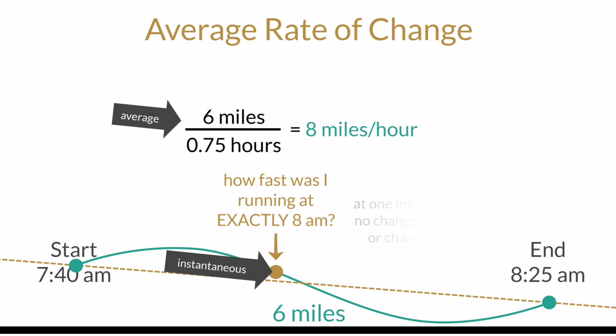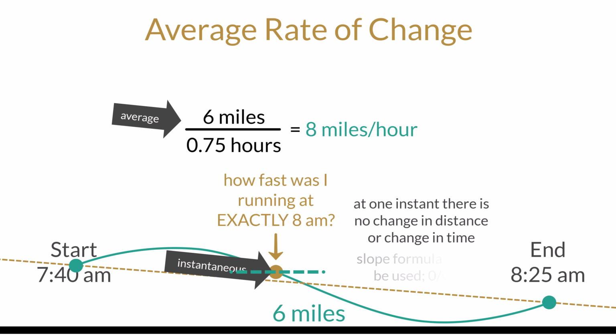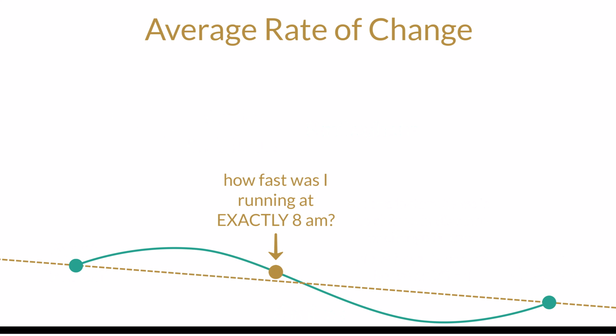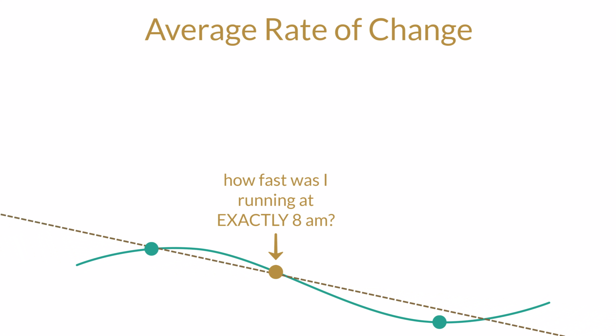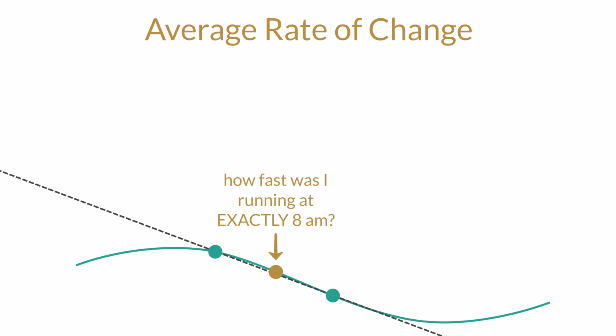At one instant, you aren't traveling a distance, and there's no change in time. We cannot use this slope formula in the same way. That would give us 0 over 0, which we know we cannot simplify. However, what if we thought about making the points that we're calculating this average rate of change with closer to that 8 a.m. time? This is going to be some foundational thinking needed for calculus.